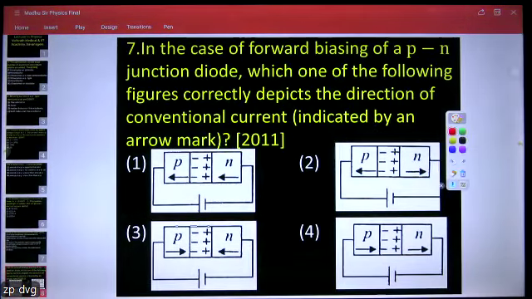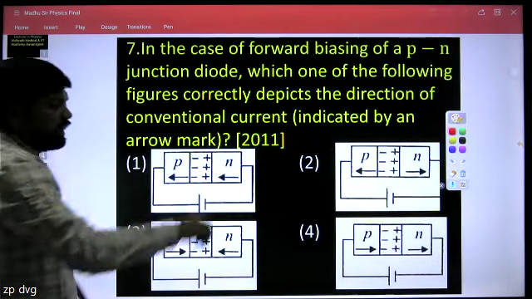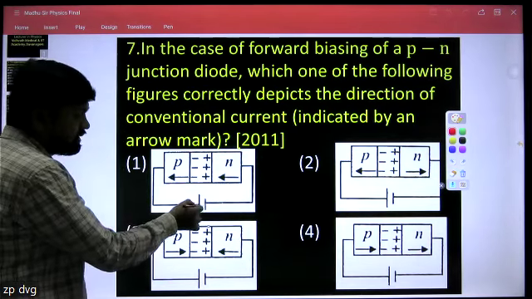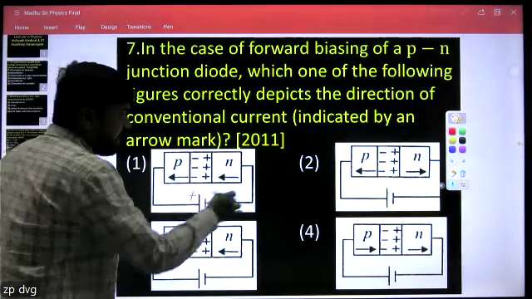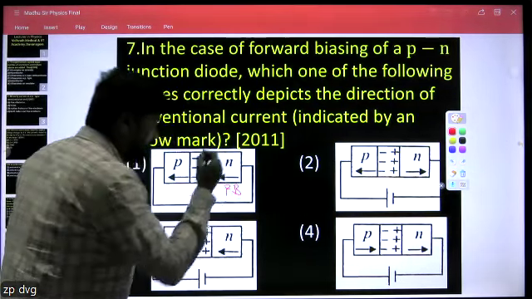In the case of forward biasing of PN junction diode, which of the following figure correctly depicts the direction of conventional current indicated by arrow mark ಅಂತ ಕೊಟ್ಟಿದ್ದಾರೆ. ಸೊ ನೆನ್ಪಿಡ್ಕೊಳ್ಳಿ, ಇನ್ ಗಿವನ್ ಆಪ್ಷನ್ 4 ಅಲ್ಲಿ ಎಲ್ಲವೂ ಕೂಡ ಫಾರ್ವರ್ಡ್ ಬಯಾಸ್ ಆಗಿದೆ. ಯಾಕಂದ್ರೆ ಪಿ ಇಸ್ ಕನೆಕ್ಟೆಡ್ ಟು ಪಾಸಿಟಿವ್ ಟರ್ಮಿನಲ್ ಆಫ್ ದ ಬ್ಯಾಟ್ರಿ, ಎನ್ ಇಸ್ ಕನೆಕ್ಟೆಡ್ ಟು ನೆಗೆಟಿವ್ ಟರ್ಮಿನಲ್ ಆಫ್ ದ ಬ್ಯಾಟ್ರಿ ಅಂತ ತಕ್ಷಣ ಯಾವ ಬಯಾಸ್? ಫಾರ್ವರ್ಡ್ ಬಯಾಸ್.